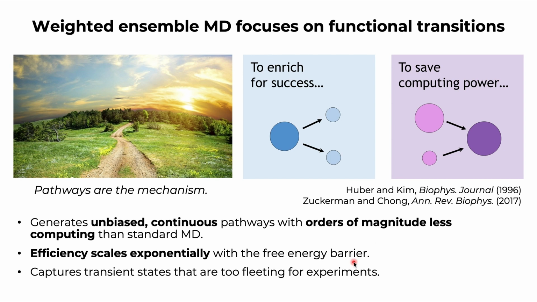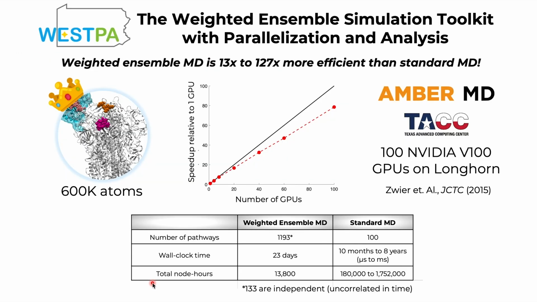Finally, the resulting pathways are the mechanism, enabling us to directly analyze how the functional transitions occur, including transient states that are too fleeting for experiments. Our weighted ensemble simulations were run with my lab's open source WESPA software, which is highly scalable out to a large number of GPUs as well as CPUs. The dynamics were propagated with the Amber software using 100 GPUs on Longhorn.